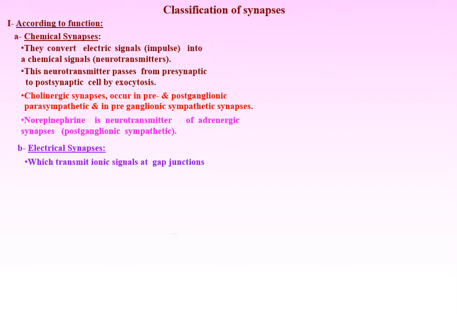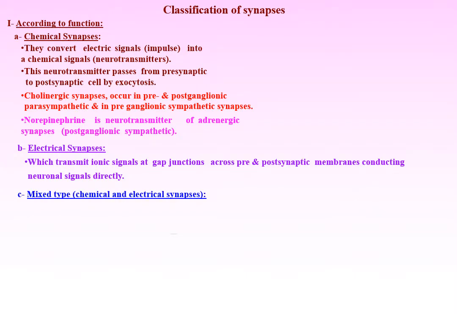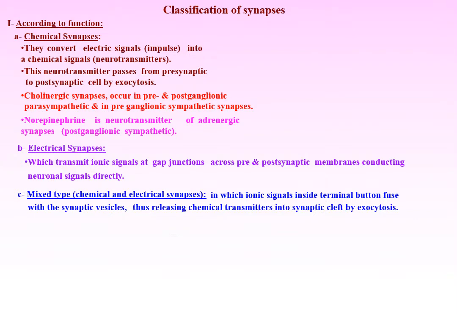Electric synapses, which transmit ionic signals at gap junctions across pre- and postsynaptic membranes, conducting neuronal signals directly. Mixed type, or chemical and electric synapses together, in which ionic signals inside the terminal pattern fuse with the synaptic vesicles, thus releasing the chemical transmitters into the synaptic cleft by exocytosis.